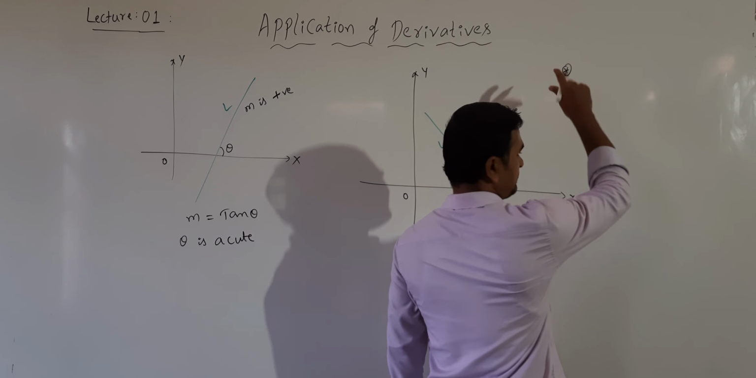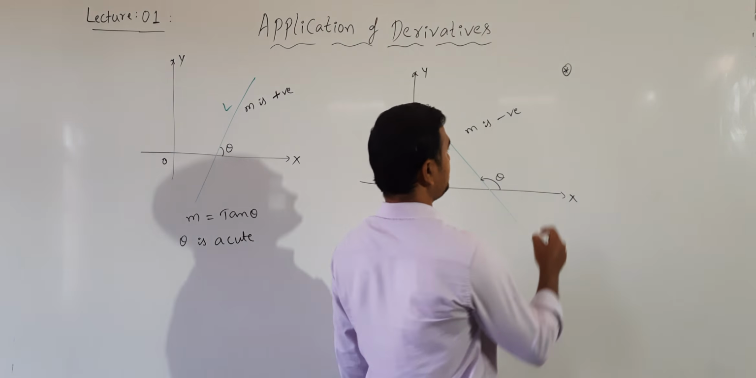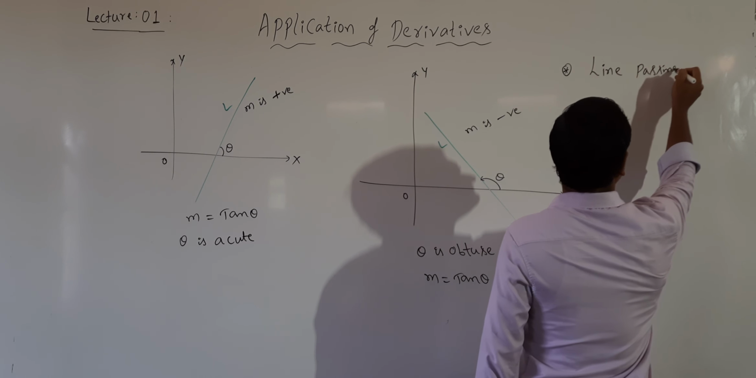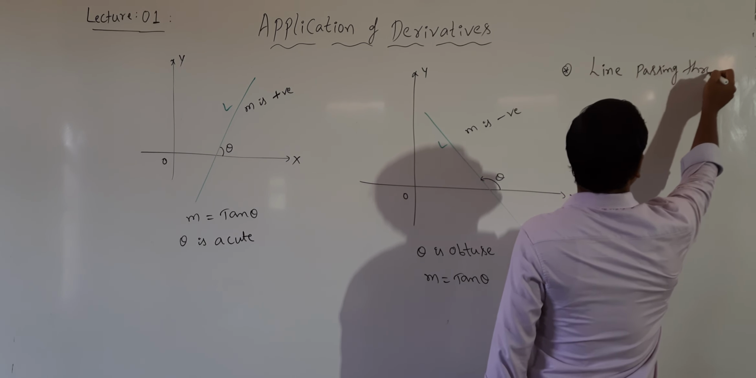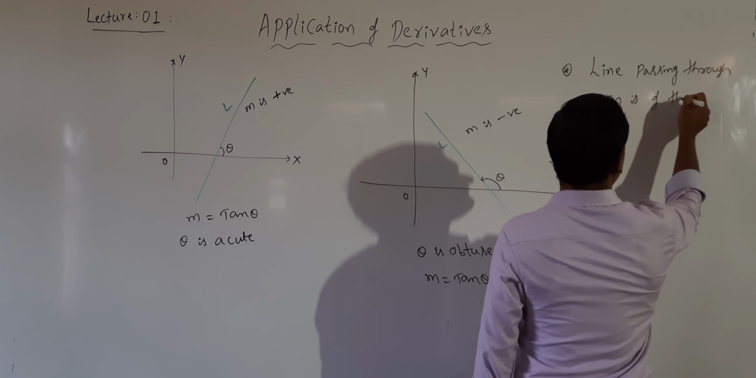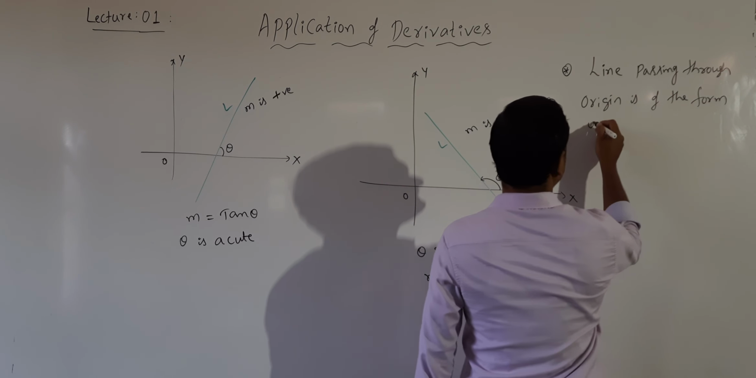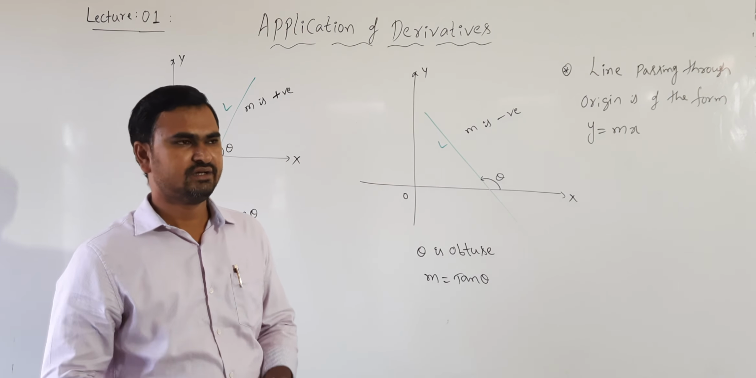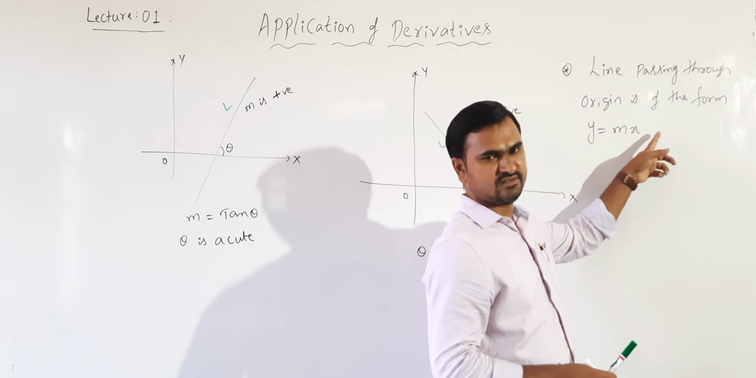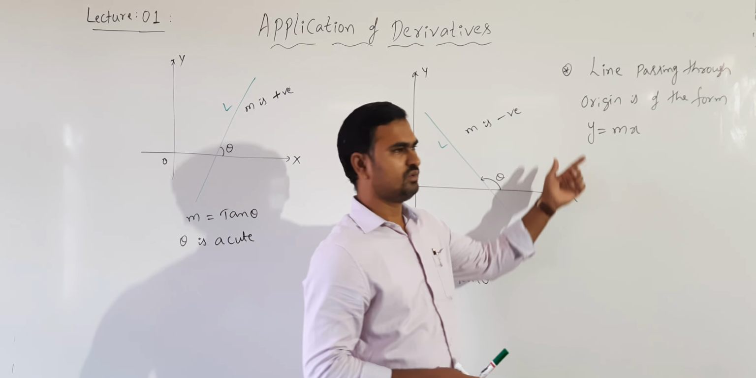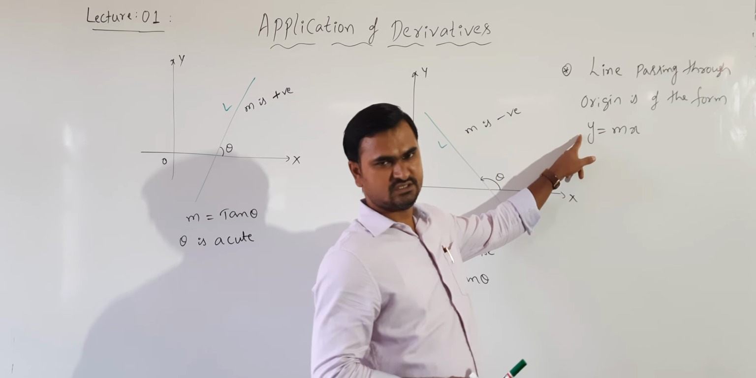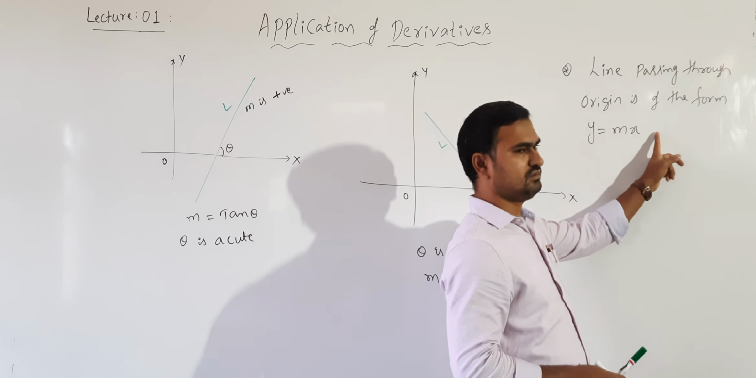Next, one more form of line we will be using more. That is the line which passes through origin. Okay. If the line is passing through origin, it is of the form y is equal to mx. Okay. If the line is passing through origin, it is in the form y equal to mx. So there will be no constant added to this. Only y and x terms will be there, but there is no constant. Since it is passing through origin, it will be written as y equal to mx.